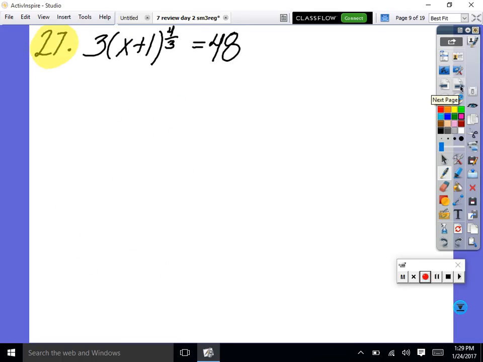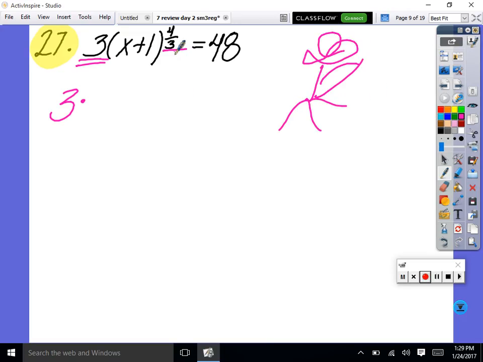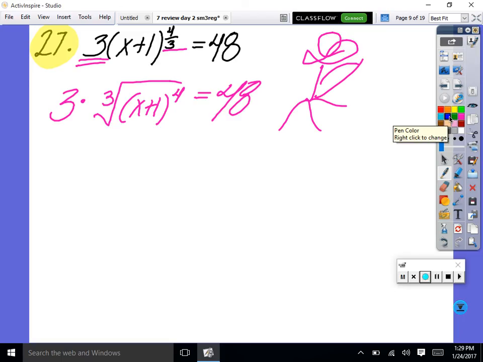So the first thing we did in this class was learn how to rewrite it as a radical. Question for you. This is important. Is 3 raised to the 4/3 power? No. So this is 3 times the roots are on bottom. Remember the picture of our flower? Roots are on bottom, so cube root, power's on top from the sun, x plus 1 to the 4th. That equals 48. Now you've got to do this in the correct order. The first rule is to isolate the radical. Nothing multiplied, nothing added. Divide both sides by 3, right?